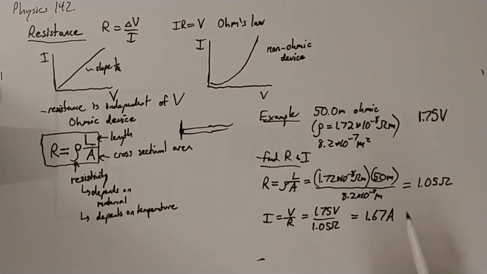So there you have it. You know, these formulas, we can nicely use them together and calculate all of these different quantities, how much potential we have across our circuit, the resistance in the circuit, and how much current is flowing through our circuit.